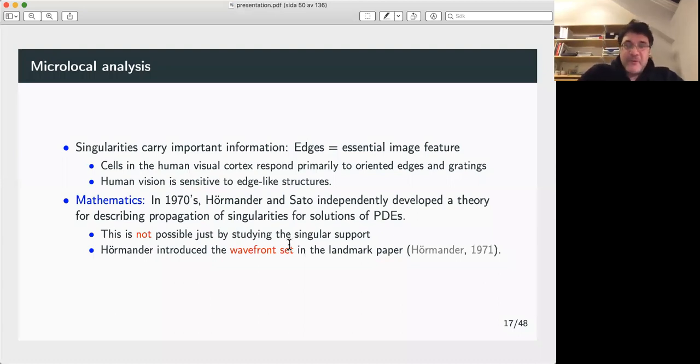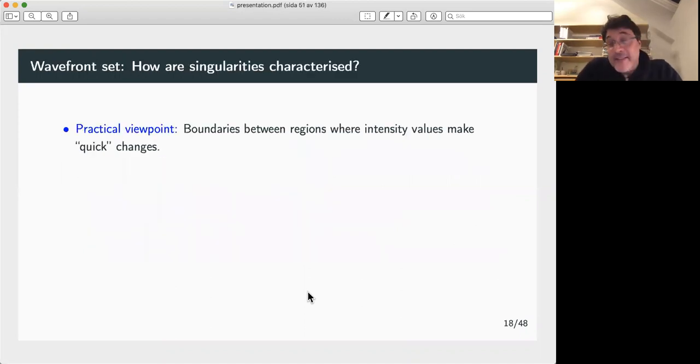So Hörmander introduced the notion of wavefront set, I think in '71, which is a way of extending what additional information you need to be able to have a chance of describing how singularities are transformed when you operate on them with a certain class of operators. So what is then the wavefront set? Of course, I see that half of the audience already knows this, but nevertheless, let's go through this.